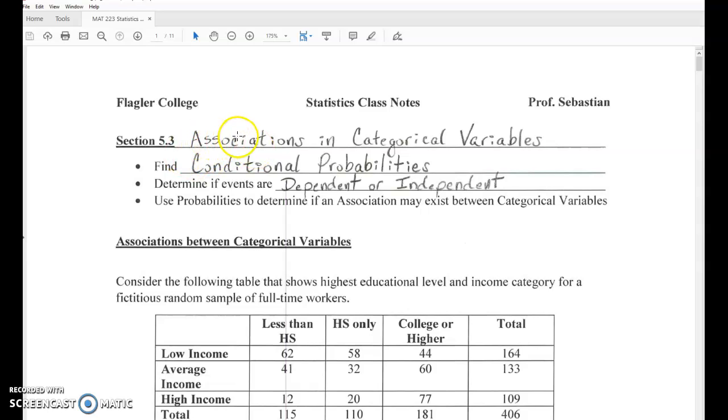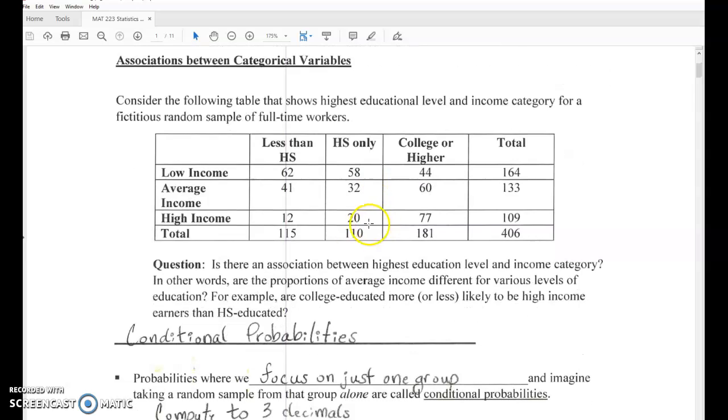But now we want to talk about how can we tell if there's an association between categorical variables. So we got to learn about another kind of probability called conditional probabilities, and then we got to learn if the events are dependent or independent based on these conditional probabilities. At this point I had only talked about events being independent if knowing one occurring does not tell us anything about the probability of the other occurring. So we're going to learn how probabilities can give us a better idea of whether events are dependent or independent.